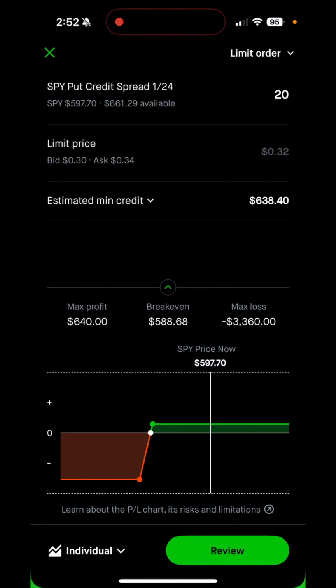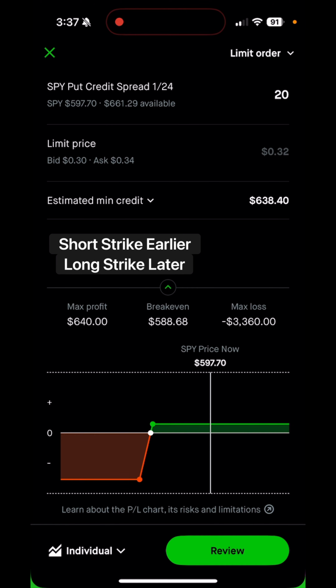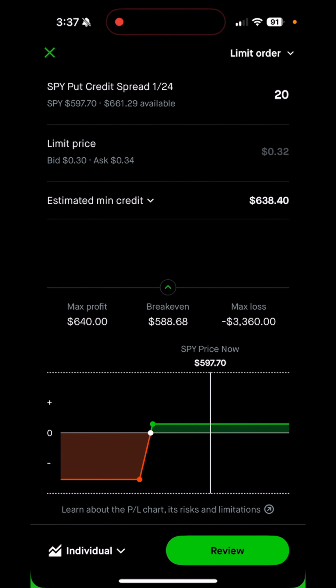That's where diagonal spreads come in. Now, a diagonal spread is similar to a vertical spread, but with one key difference. The expiration dates are staggered. Normally, you set this up with a short option expiring earlier and a long option expiring later. Let's build one out as an example.